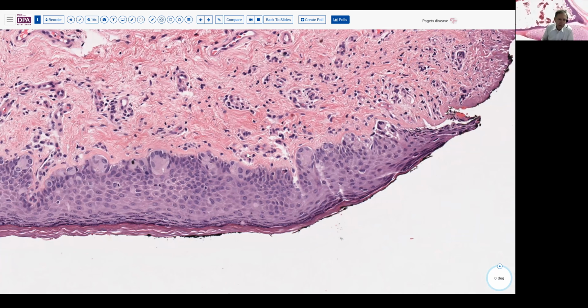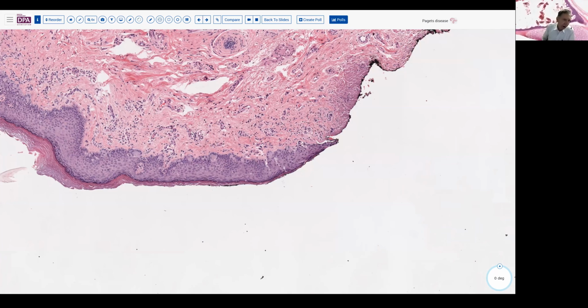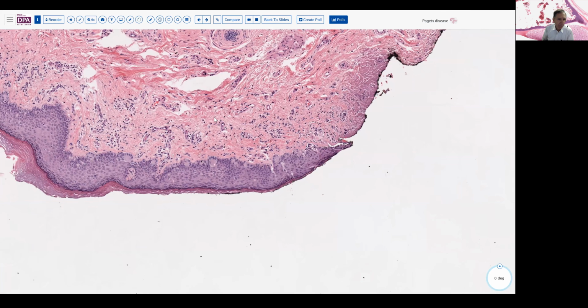And so getting a liberal margin is imperative. Occasionally, these are difficult to evaluate microscopically. And so sometimes even the immunohistochemical stains may be helpful in identifying where your margin is positive. So let's just go back here to lower magnification.